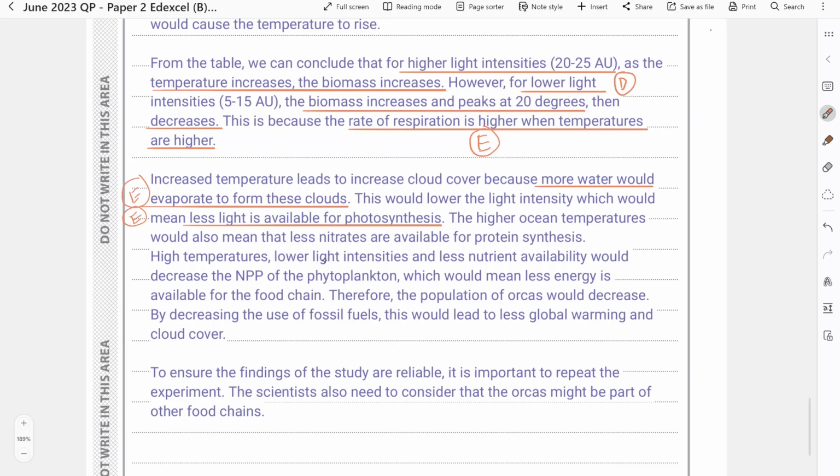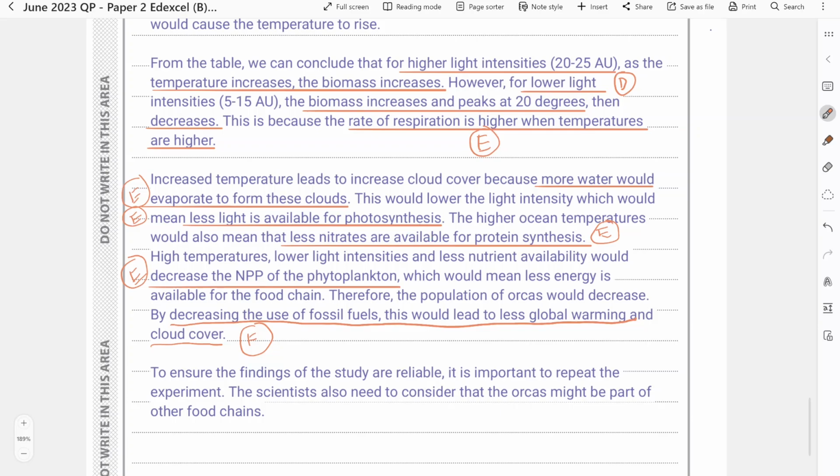High temperatures and higher ocean temperatures would mean less nitrates available for protein synthesis. That would be another explanation mark. And then putting all these 3 factors together would decrease the net productivity of the phytoplankton. That would mean that less energy is available for the food chain. And then going back to the conclusion, therefore, by decreasing the fossil fuels, that would lead to less global warming and less cloud cover. So that would be going back to the scientist's conclusion.